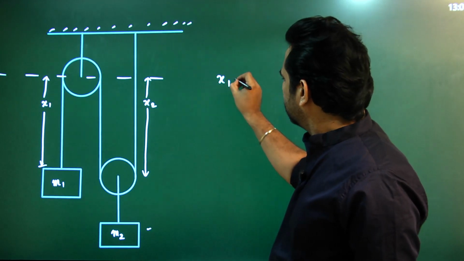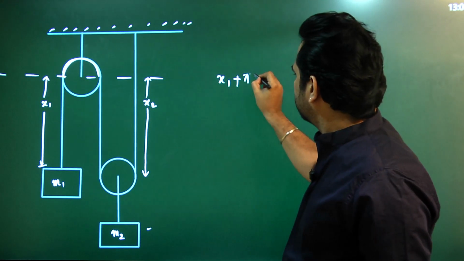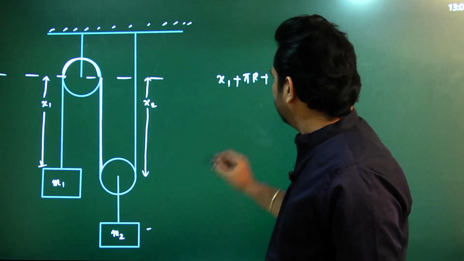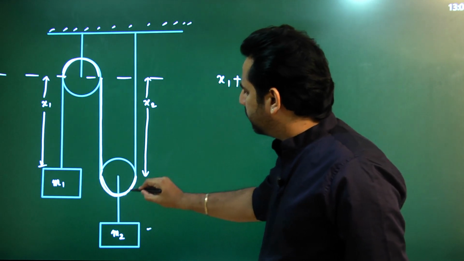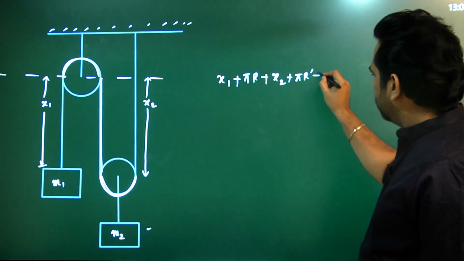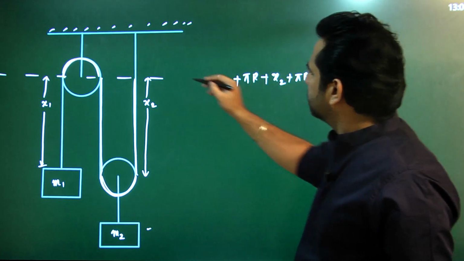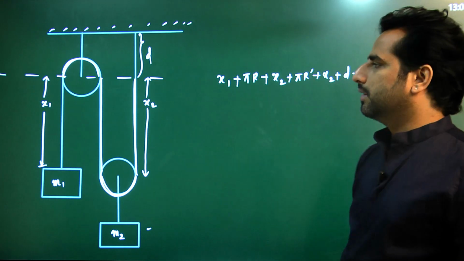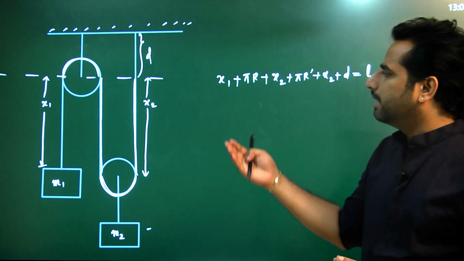So it is x1 plus, so this length would be say pi r, plus, and this length from here to here, this would be x2 plus the length of the string which is on the second pulley, let it be pi r dash is a radius, plus again till here it is x2 plus, let me take this distance to be some d which is constant fixed, that is equal to length of the string.